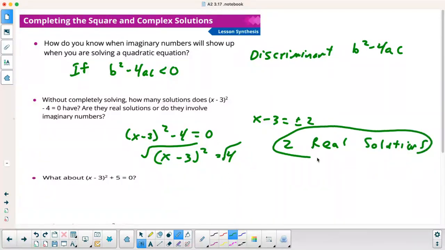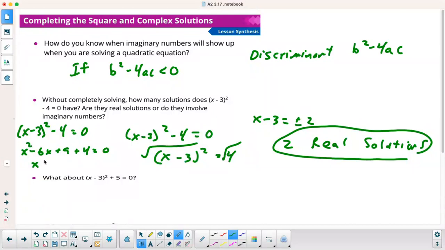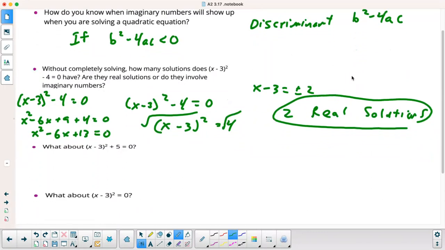Now the other option would be to make a box and multiply that out, or just, if you can do it in your head, you're going to get x squared minus 6x plus 9 minus 4 equals 0. Combine these like terms. Oops, I missed my squared there. And then check with the discriminant, see if it's positive, negative, or 0, and use that to determine. But that's a little bit more work from the way that the problem is set up.